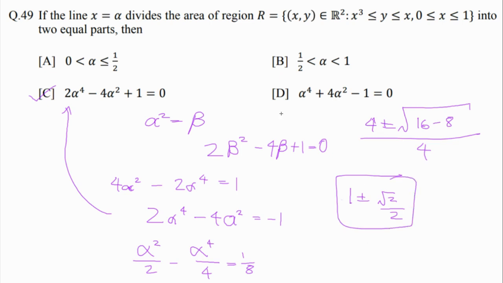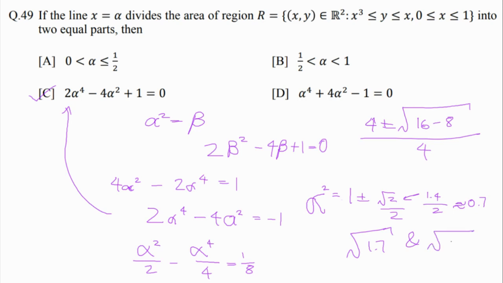So we have this. Actually, I should not box that. This is equal to alpha squared. So alpha is the square root of this. Now, roughly, what is this? Well, this is like about 1.4 over 2. So it's like about 0.7. So we have the square root of 1.7 and the square root of 0.3.